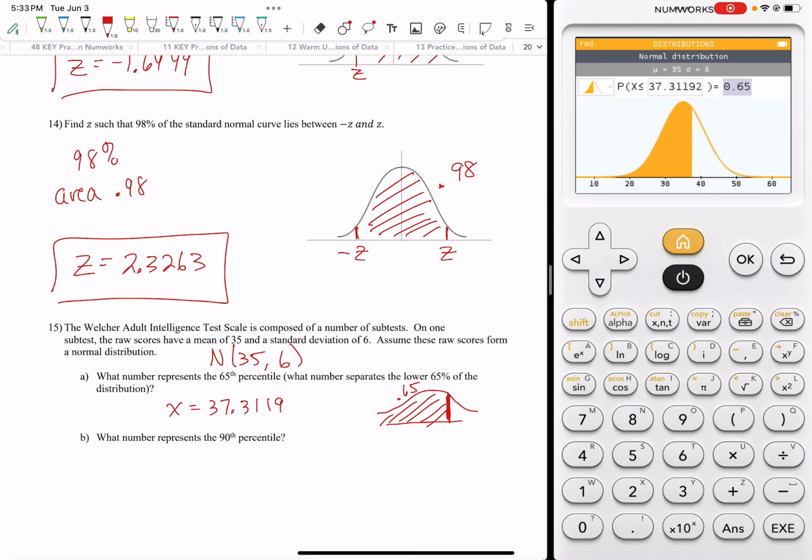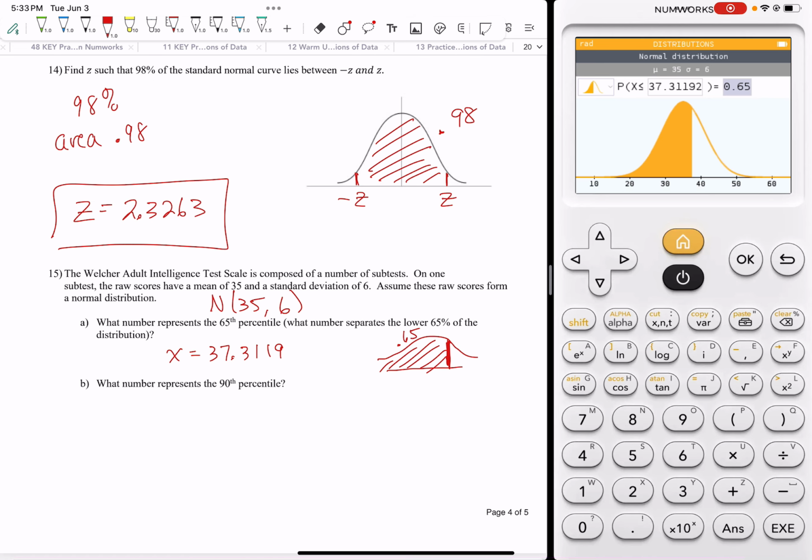So that would be someone's rank, right? That's 65th percentile. What number represents the 90th percentile? So 90th percentile, wow, that's like way over. That's the boundary. This area is 0.9, so I can stay right where I am, but change my area. And now the score they would get on this test would be 42.6893.